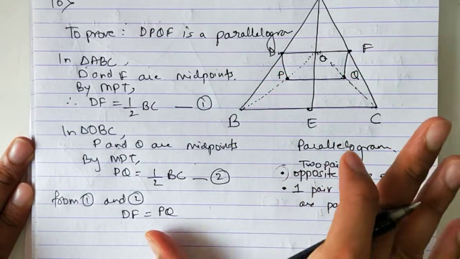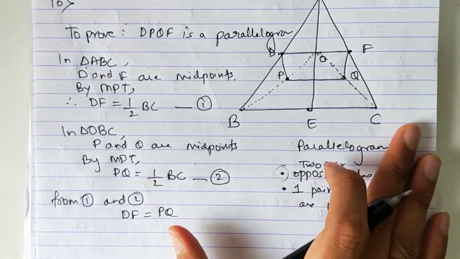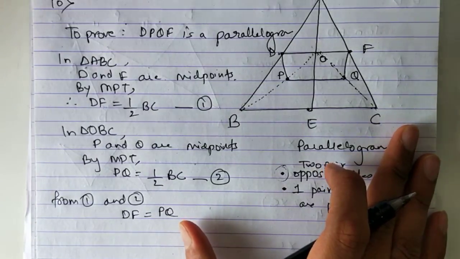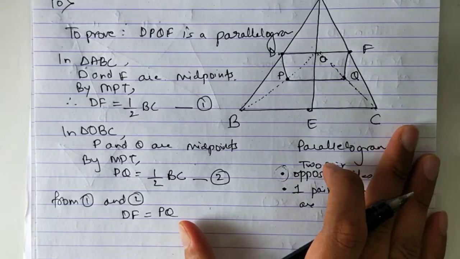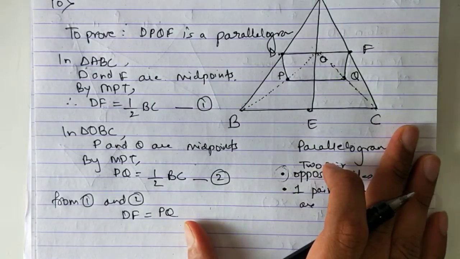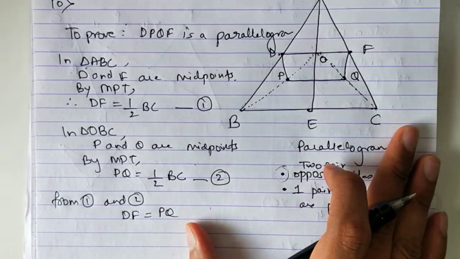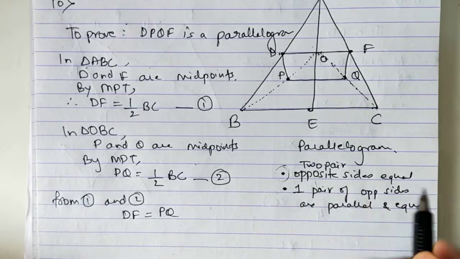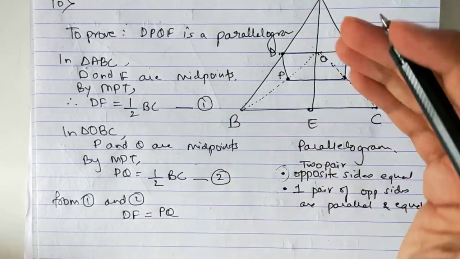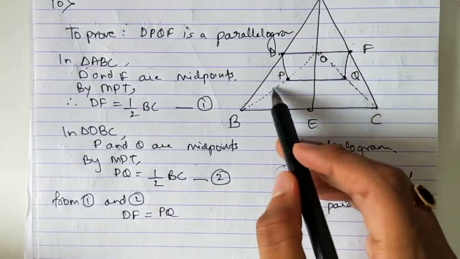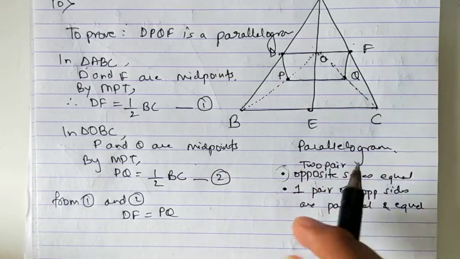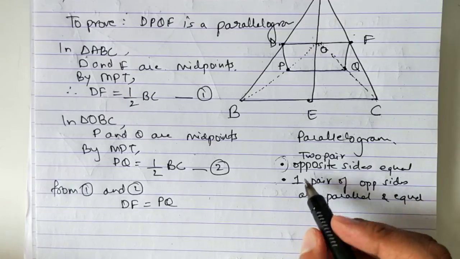So we have proved one pair of opposite sides as equal. Now I'll prove the second side also equal. I can use the second method also to prove this sum. I can prove that these both are parallel, DF and PQ. Let's do that only, that is easier.